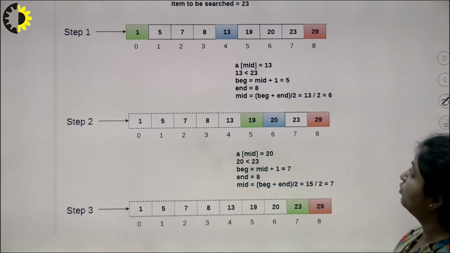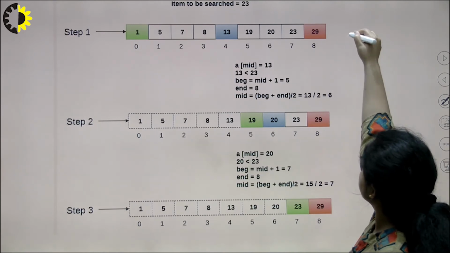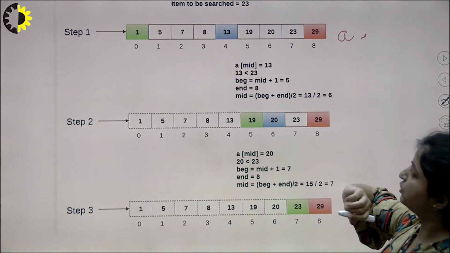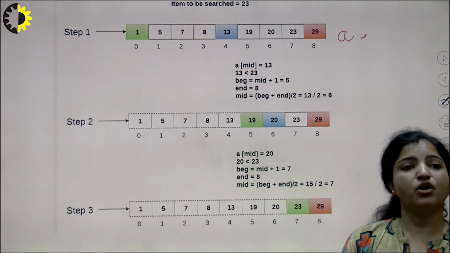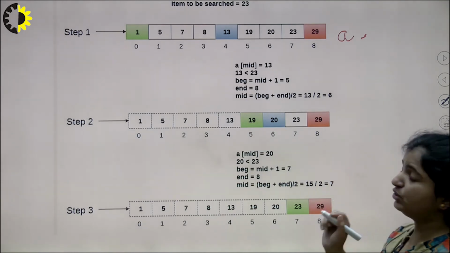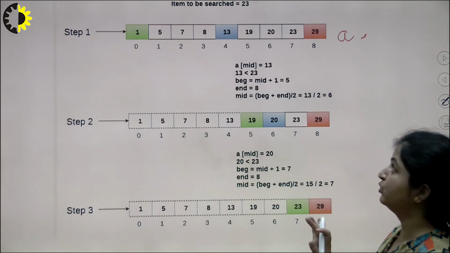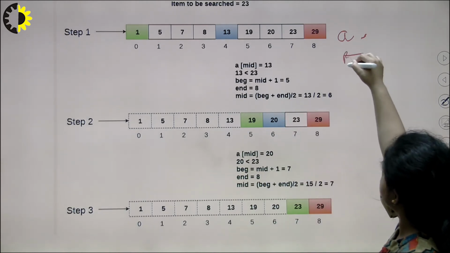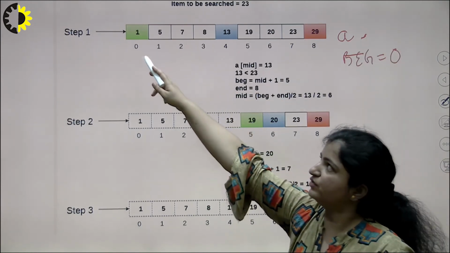This array is named small a. We will calculate the middle value of this array. In order to calculate the middle value, we first need the beginning value as well as the ending value. The beginning location of this array is 0.